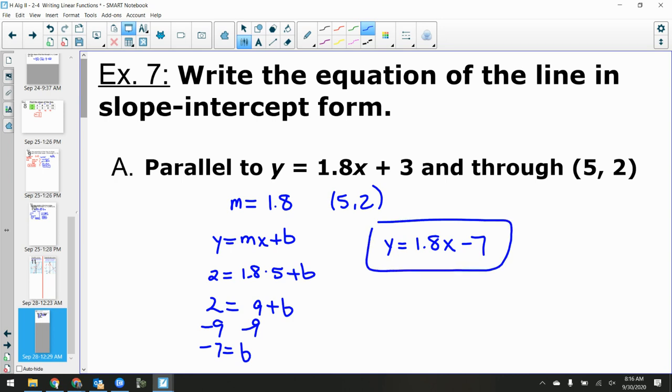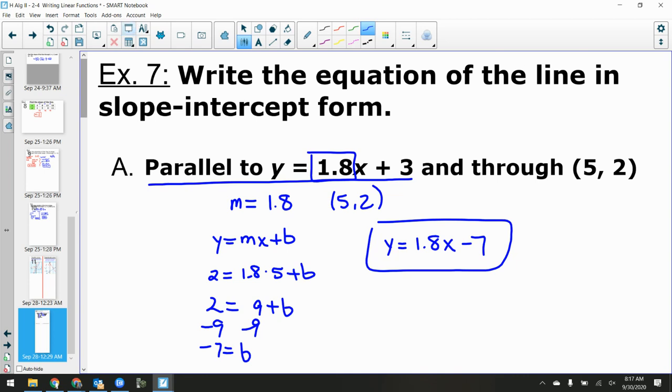Again, the only difference between the problems that we were doing and this one is that I'm now just saying, okay, it's parallel to this line, so this is the only piece of information that I care about. Once I get to that point, knowing that the slopes are the same, it reverts back to the ones we've already done. I'm given a slope and the point, create your line from there.